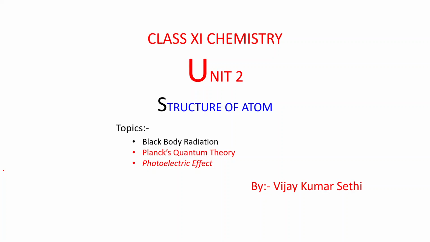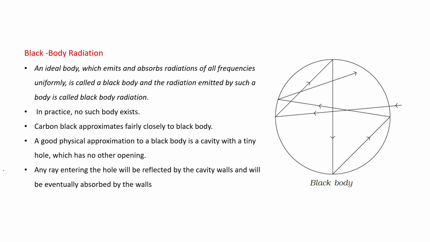Class 11th chemistry. We were discussing unit 2, structure of atom, and in this video we will discuss black body radiation, Planck's quantum theory and photoelectric effect. First, come to black body radiation. Any ideal body which emits and absorbs radiation of all frequencies uniformly is called a black body, and the radiation emitted by such a body is called black body radiation.